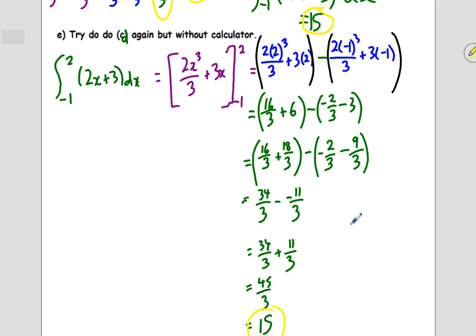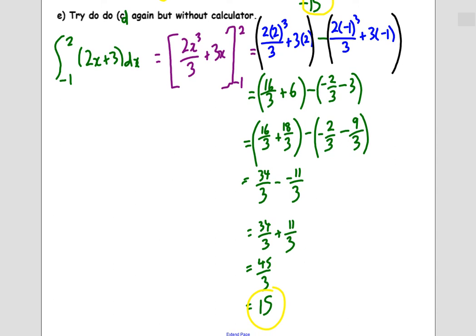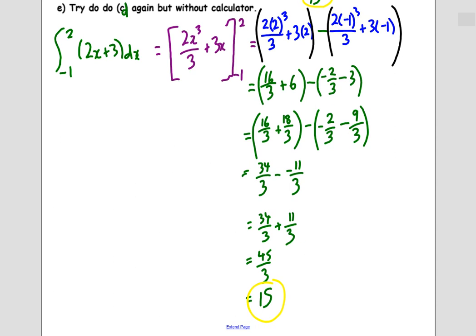So it's good that you guys are keen to try it without calculator, because I wasn't expecting you to want to do that. So well done. Challenging yourself. You have to be prepared. You do, that's right. You need a good knowledge of fractions and algebra and all that kind of stuff. So it's good that you're practicing them.